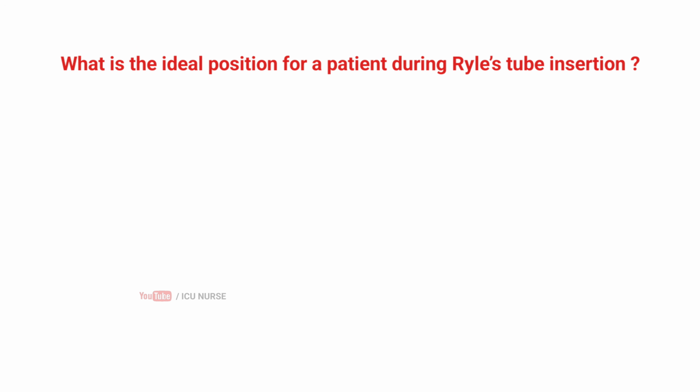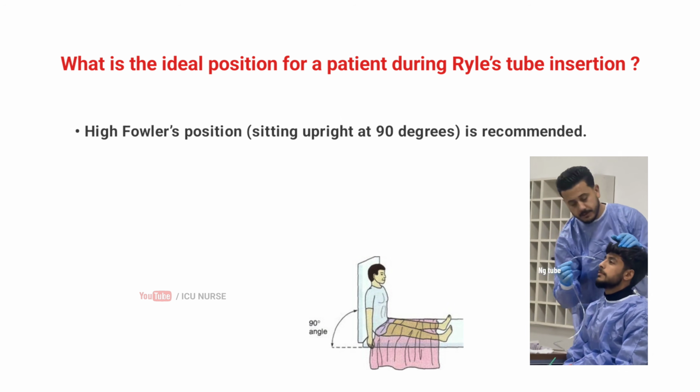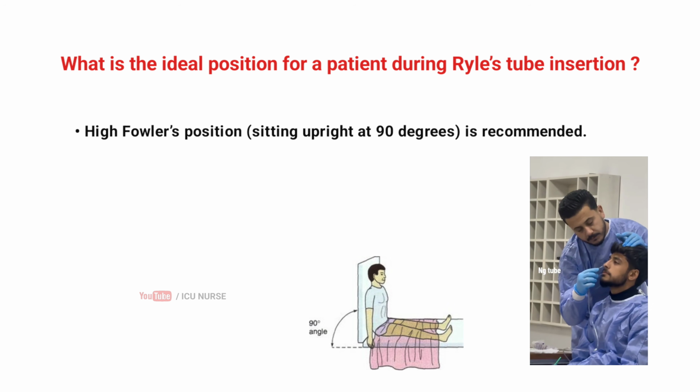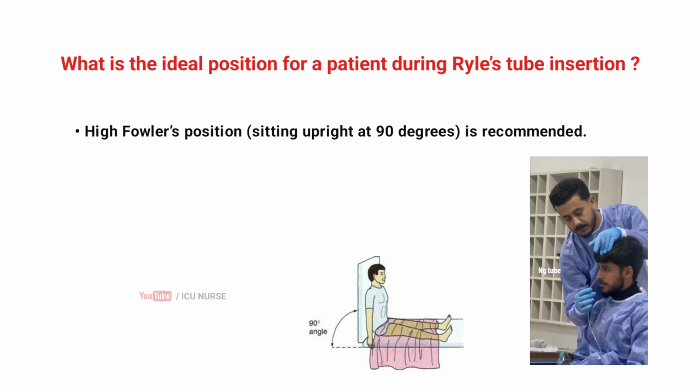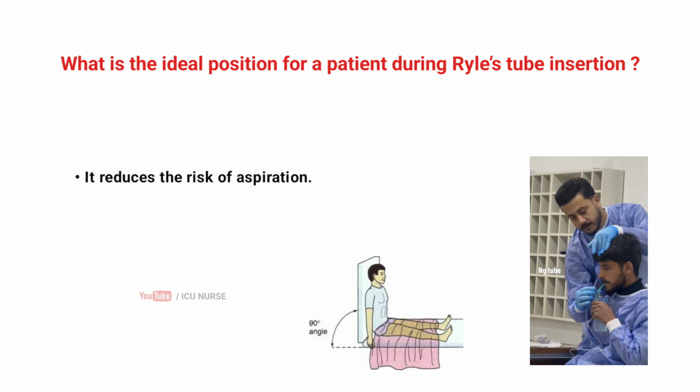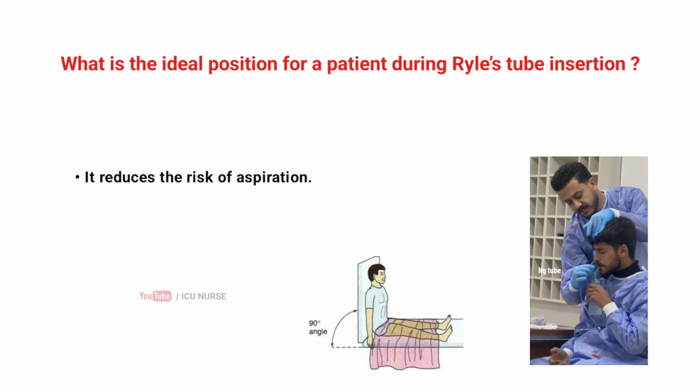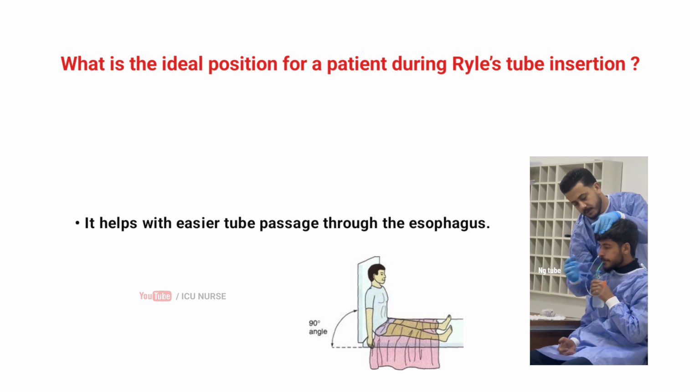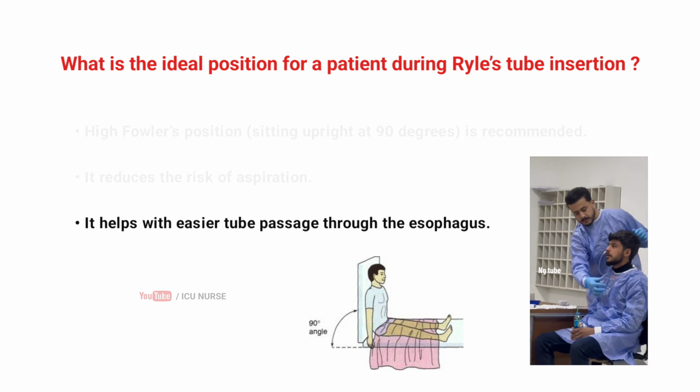What is the ideal position for a patient during Ryle's tube insertion? High Fowler's position. Sitting upright at 90 degrees is recommended. It reduces the risk of aspiration. It helps with easier tube passage through the esophagus.